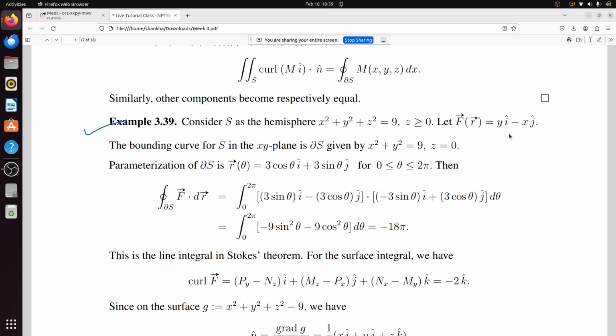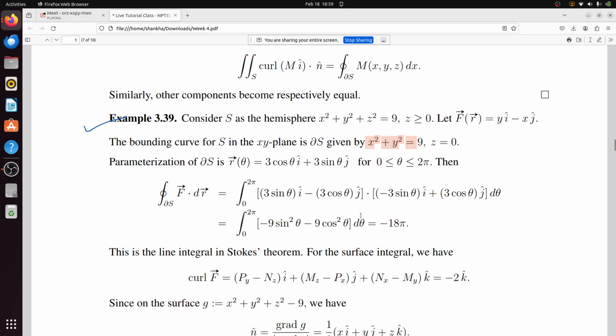Now you need to parameterize it. What is delta S? It is a circle, x square plus y square equal to 9. So what will be the parametric representation? Just take x equal to 3 cosine theta, y equal to 3 sin theta. If you use this parameterization, you compute first F dot dr. We all know how to determine a line integral. So this line integral will give you F dot dr. If you compute it, you will get minus 18 pi.